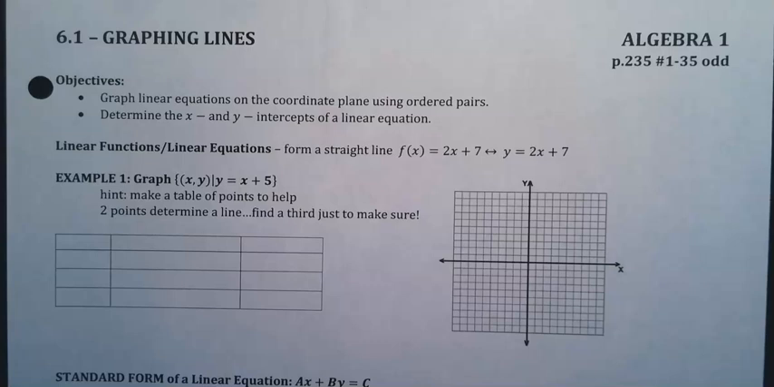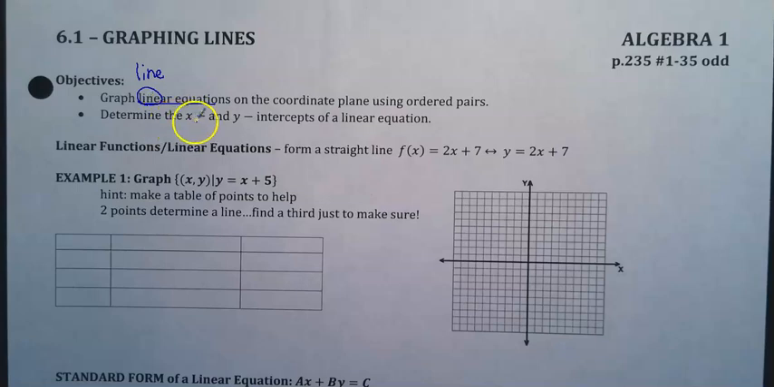All right, today we are doing 6.1 graphing lines. So we're starting a new chapter, so it's going to start out simple and we're going to build and get a little harder each day. All right, our objectives are to graph linear equations. Notice the word line inside of linear. That means we're going to be graphing lines on the coordinate plane using ordered pairs.